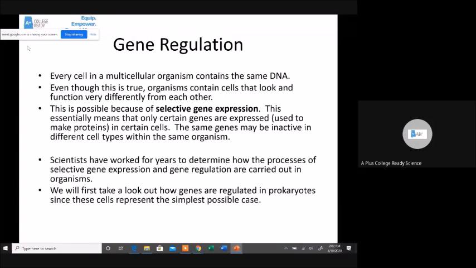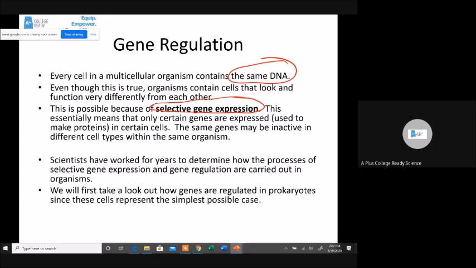So the thing that you got to realize is that every cell in a multicellular organism contains exactly the same DNA. But even though that's true, organisms have lots of different kinds of cells that look completely different from each other, and they have very different functions. The only way that can happen is through what we call selective gene expression.